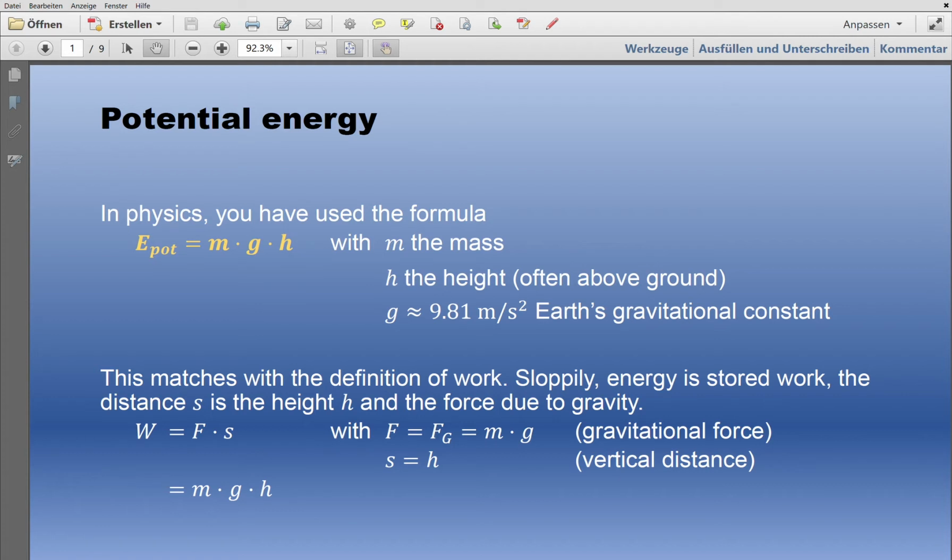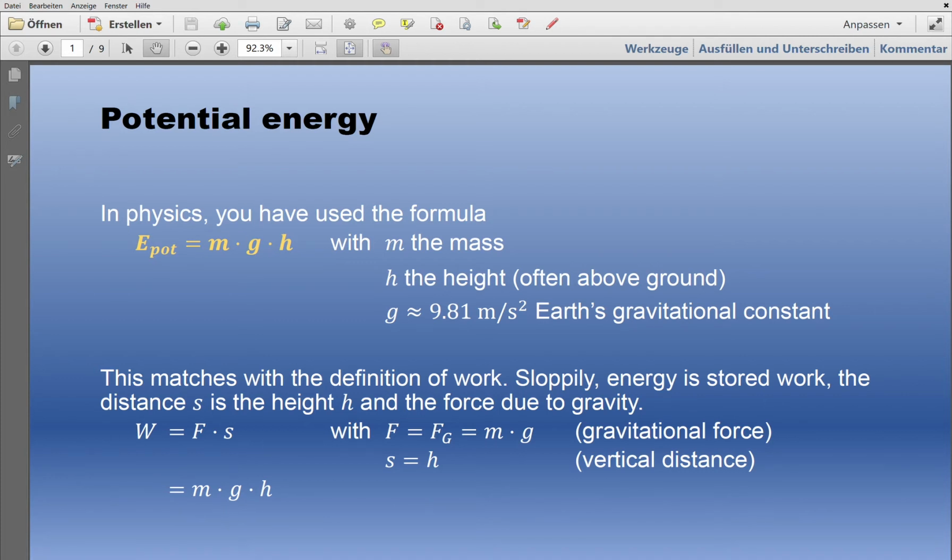Work is force times distance. If the force is a gravitational force, then we have m times g, and if we're lifting vertically, then s is usually written as h. Okay, so what we get is m times g times h. That's the formula F times s. This is where this comes from.